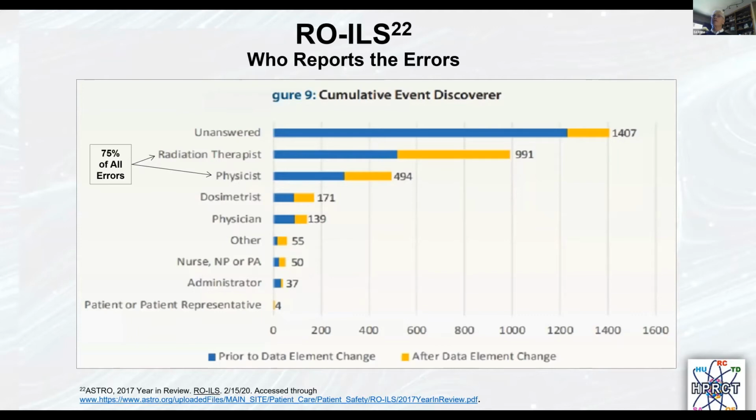Who reports errors? Also from the AAPM, which is a professional association of ours, and that of another one called RO-ILS, which is more of the vehicle used through another professional organization to report errors. The cumulative error event discovery process shows that most errors are found by the radiation therapists and physicists. So here it replicates similarly to what they're finding in the worldwide database collection.